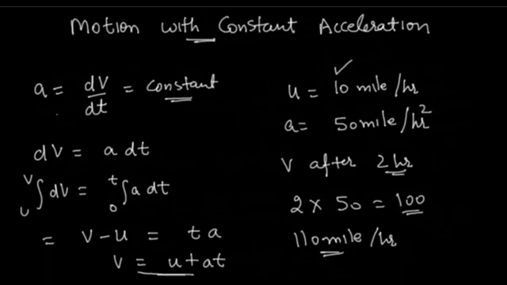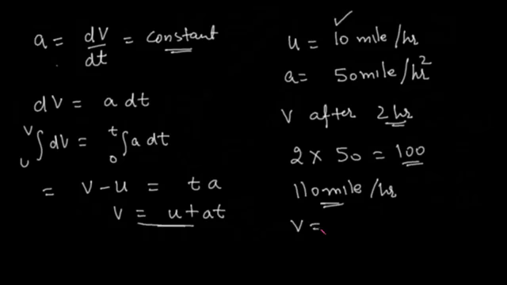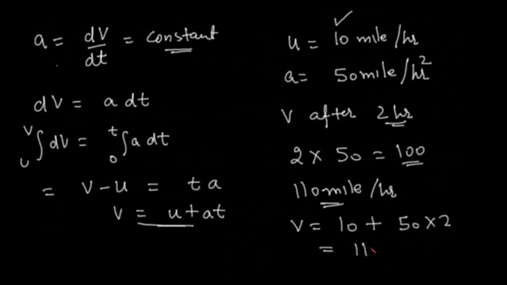Now if I use this formula, it will give me the same thing. We have v is equal to 10 plus 50 multiplied by 2, that will give me 110. So make sure that whenever you have a formula, it makes sense to you before you use it. If it makes sense, you can make fewer mistakes, and it will also be easier for you to remember the formula. So this is your formula number 1, in case the acceleration is constant over the time.